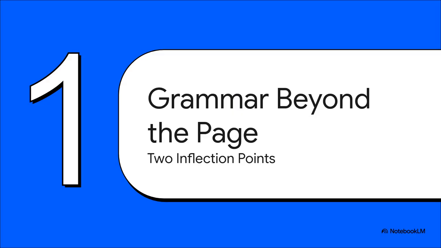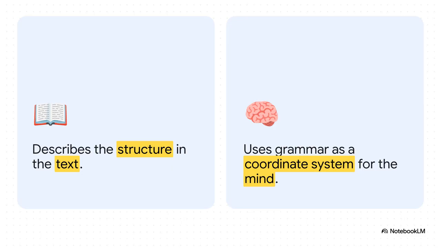Okay, so to get our heads around this model, we first have to look at grammar through two completely different lenses. So this model basically splits the whole concept in two. On one hand, you've got external grammar. This is the stuff we all learned in school. Nouns, verbs, sentence structure. It's all about describing the text itself. But on the other hand, and this is where it gets interesting, we have internal grammar. The idea here is that these same grammatical tags are also a coordinate system, telling our minds exactly where and how to perform an operation.